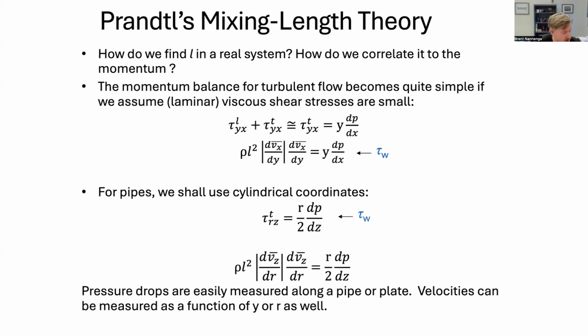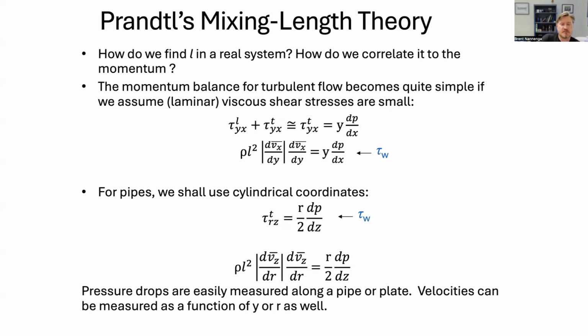We've reshuffled things and reorganized equations, but we haven't really gotten to real systems yet. So how do we find L, the mixing length, in a real system, and how would we correlate it to momentum? That's what we're going to talk about next.